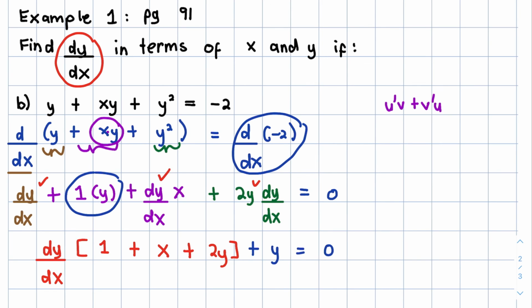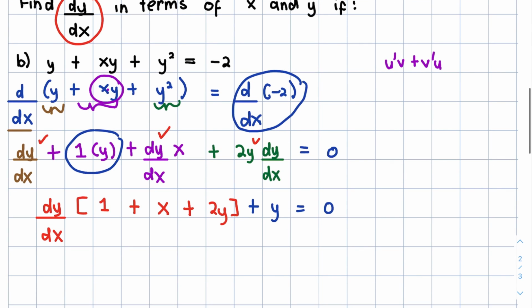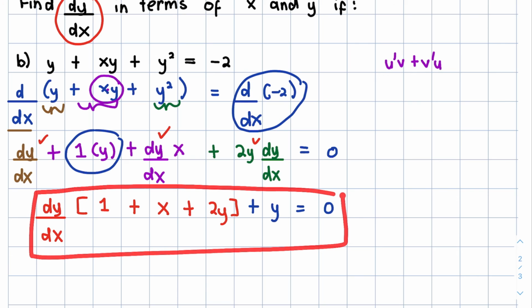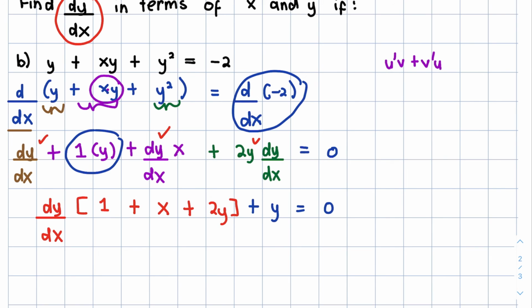Okay. Now the algebra part. What you have to do is make dy/dx the subject. So dy over dx equals, rearranging as such, you're going to get negative y over the whole thing, which is 1 plus x plus 2y. Alright, so that settles part 1b.